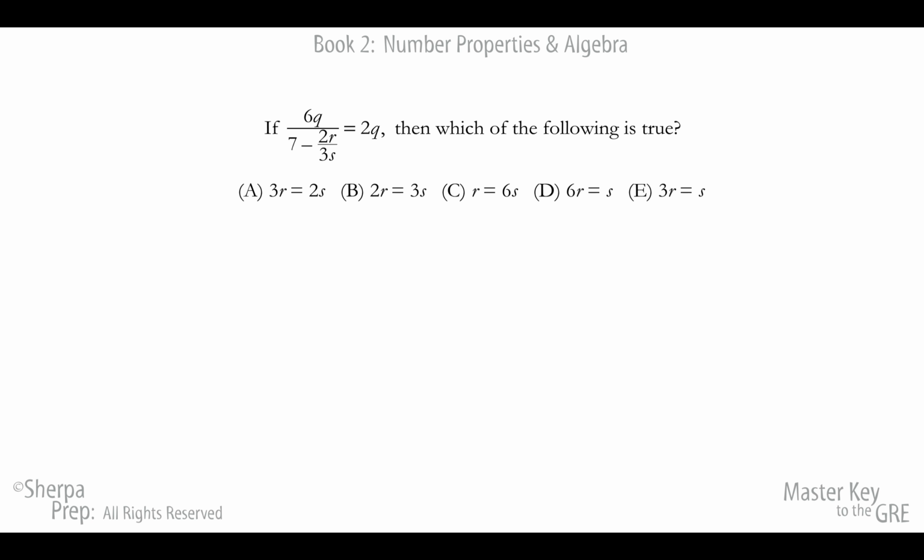Because remember, at the end of the day, the GRE is not interested in your ability to do a lot of tedious calculations. They're testing your ability to find a quick, smart path to a solution that could otherwise be done in more difficult ways.